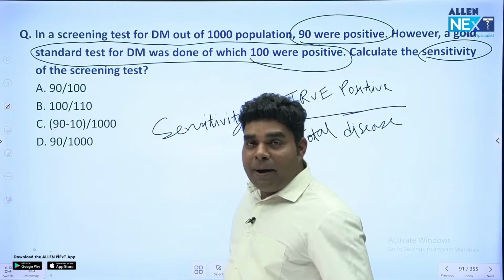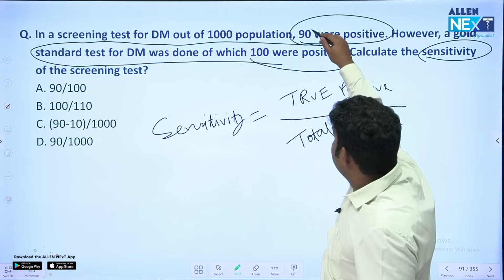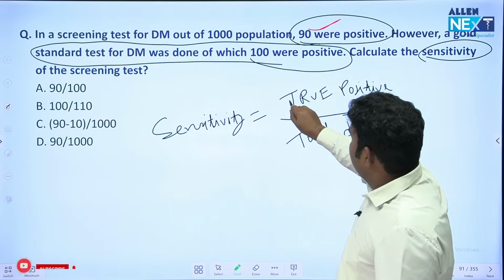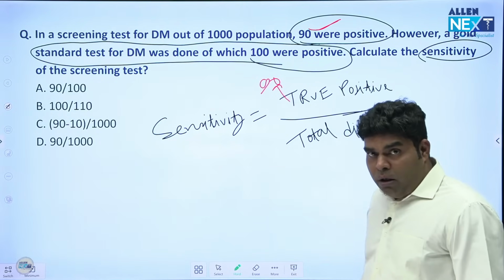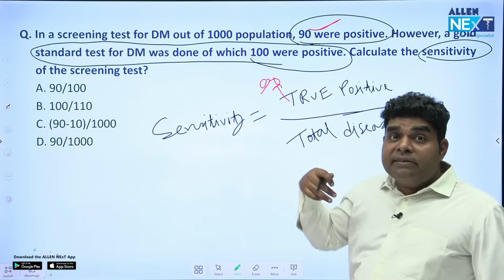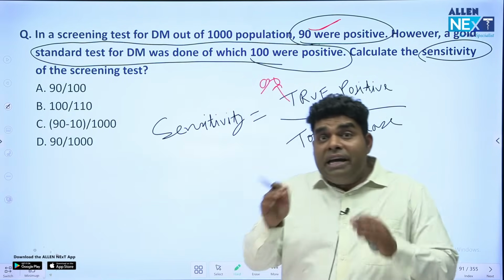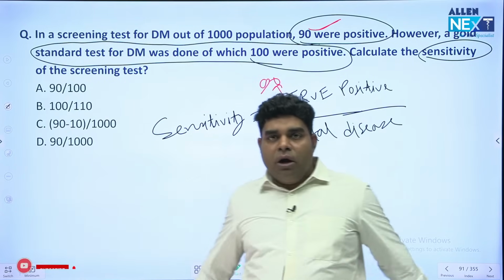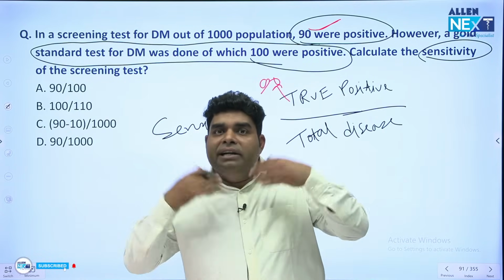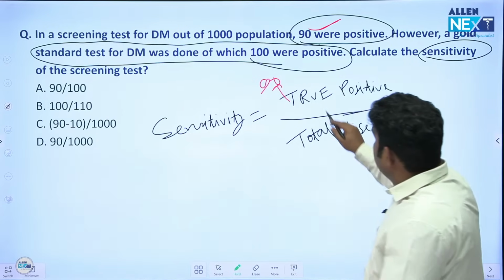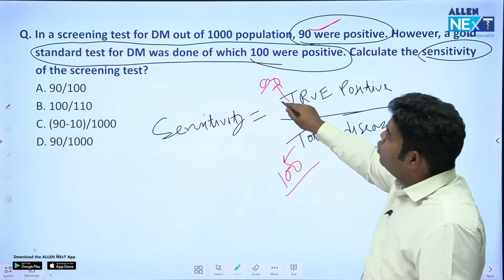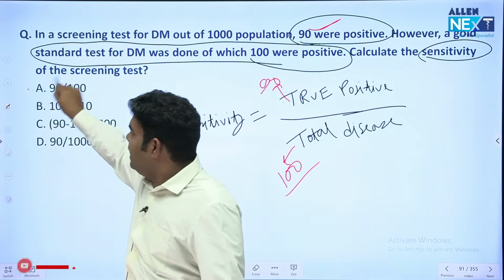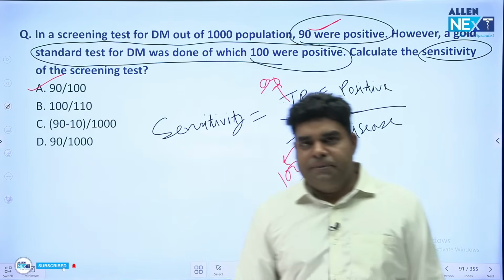Okay, come here, dear friend. 90 were caught, so 90 were true positive. The gold standard tells us how many were actually sick. Gold standard tells us total disease. So the gold standard is giving 100. So total disease is 100, true positive is 90. The answer is A, 90 by 100. Okay?